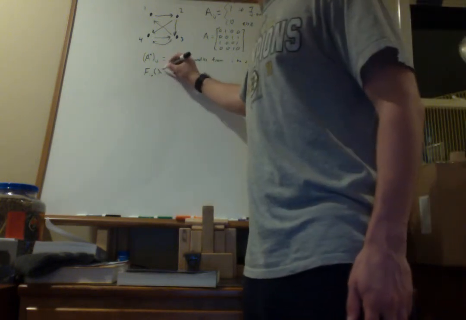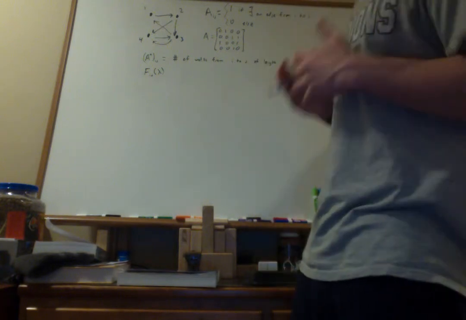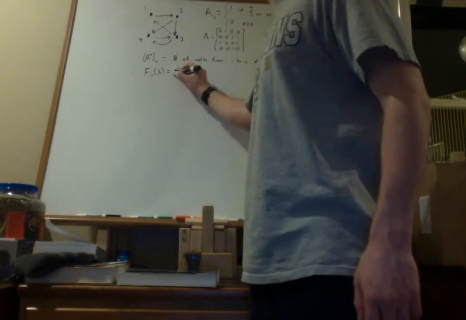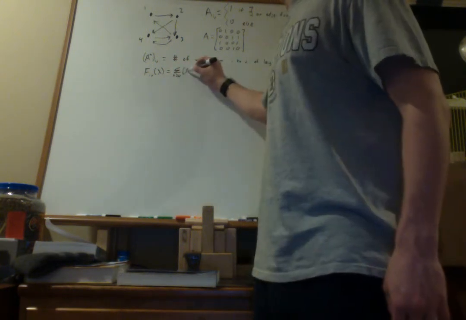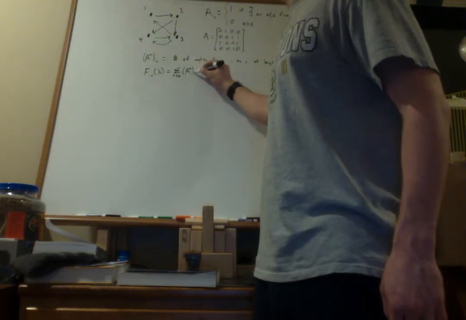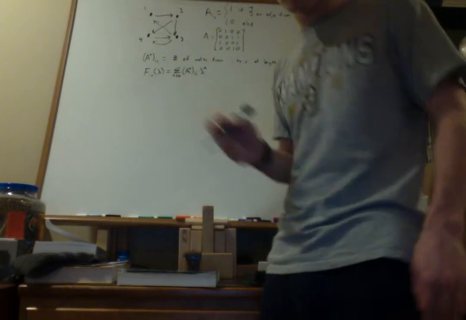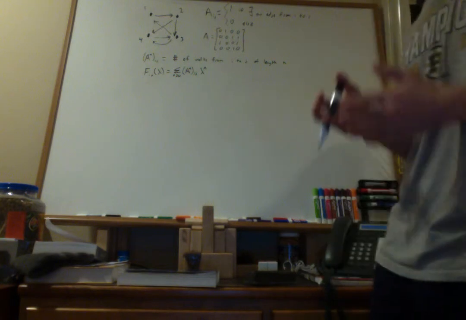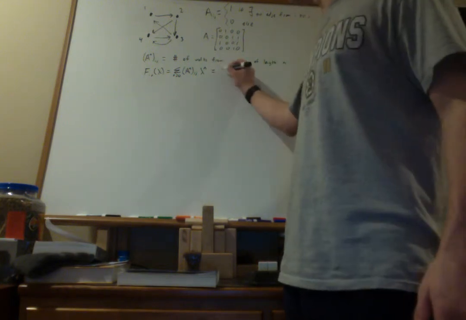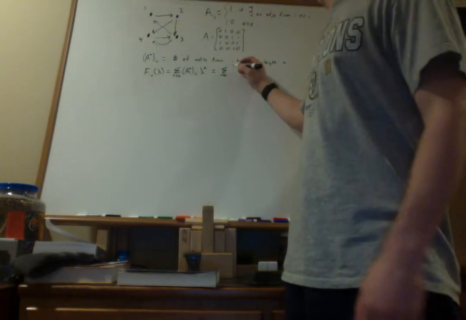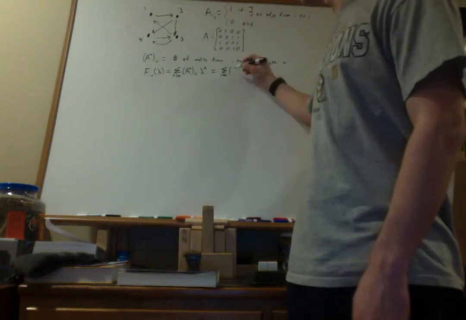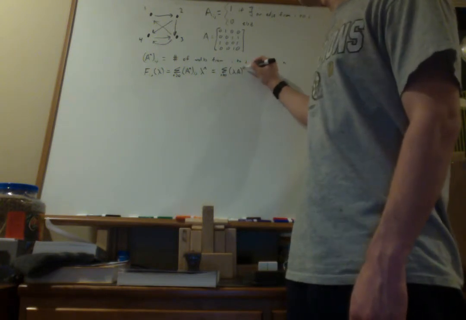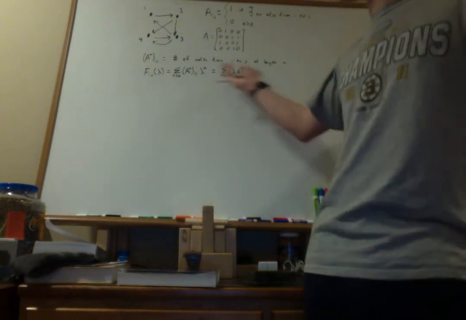F sub ij of lambda is the generating function for the number of walks from i to j of length n. In other words, it's equal to the sum over n greater than or equal to 0 of the ij element of A^n times lambda to the n. And so from there, by linearity of matrices, you can write this as the ij element of the sum over n greater than or equal to 0 of lambda A to the n. The ij element of that, by matrix properties, right?